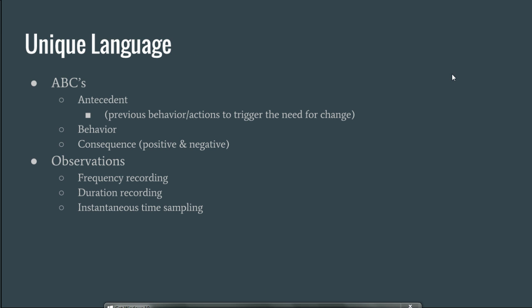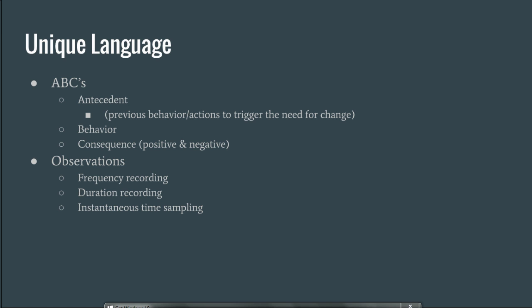Okay, I hope you watched the video. So we're going to move on to unique language, which is our ABCs. The A stands for, I hope I say this right, antecedent, which is just previous behaviors or actions that are causing the need for the change. Then we have the current behavior and the consequence from the behavior.